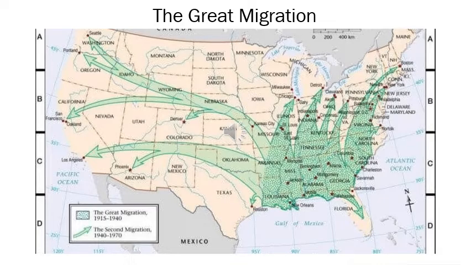The Great Migration took part in two phases. The Great Migration was the mass movement of people of color, first to the northern states between 1910 and 1940, and second to the western states between 1940 and 1970.